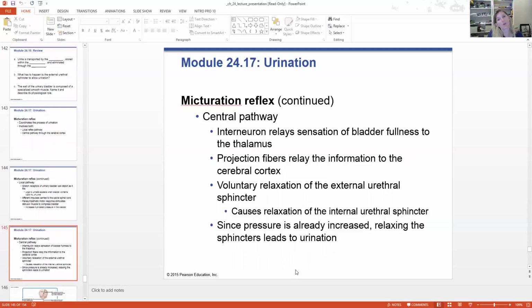With the central pathway, you have an interneuron that's relaying this sensation up to the thalamus and then to our cerebral cortex. So it becomes into our conscious awareness at this point with our central pathway. So then we can voluntarily relax that external urethral sphincter when we're ready, right?